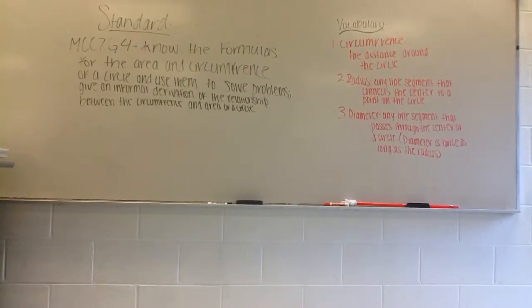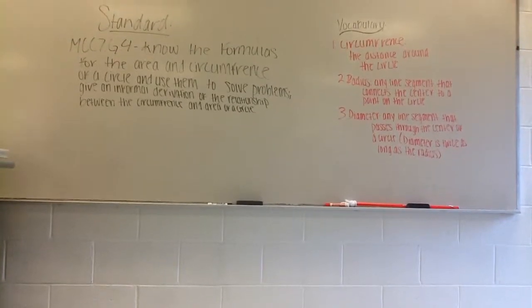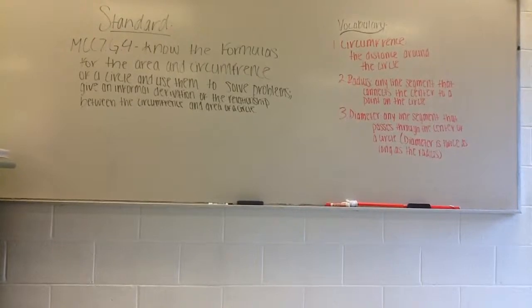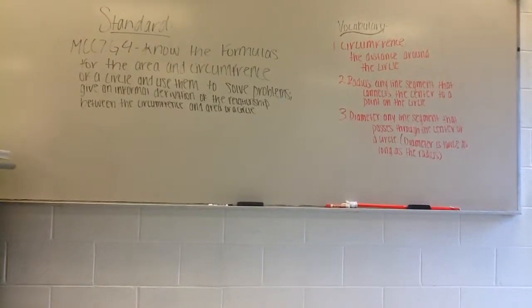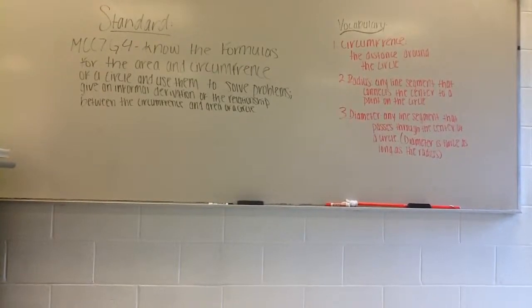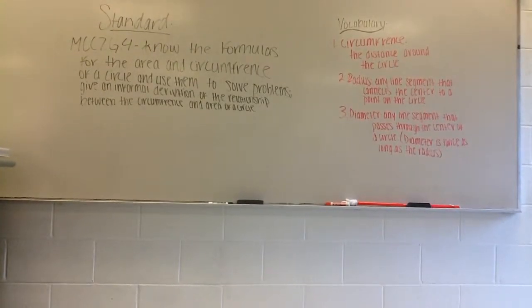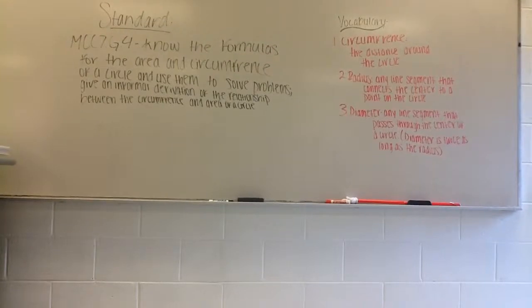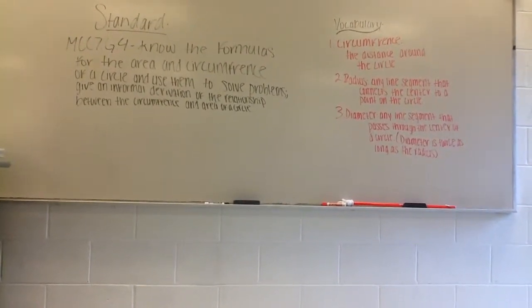Your vocabulary is circumference, and that is the distance around the circle. Radius, any line segment that connects the center to a point on the circle. Diameter, any line segment that passes through the center of a circle, which is twice as long as the radius.